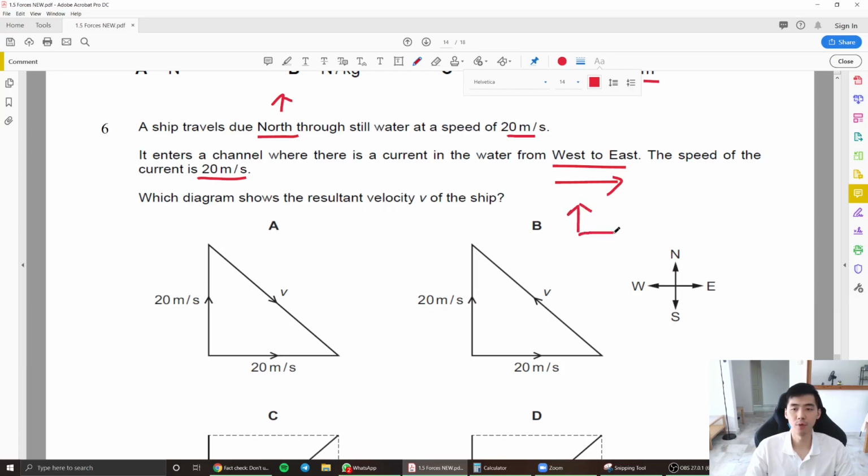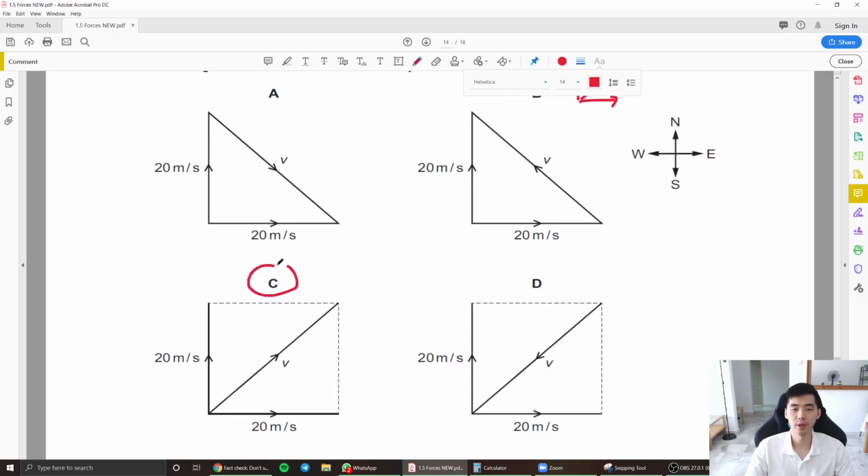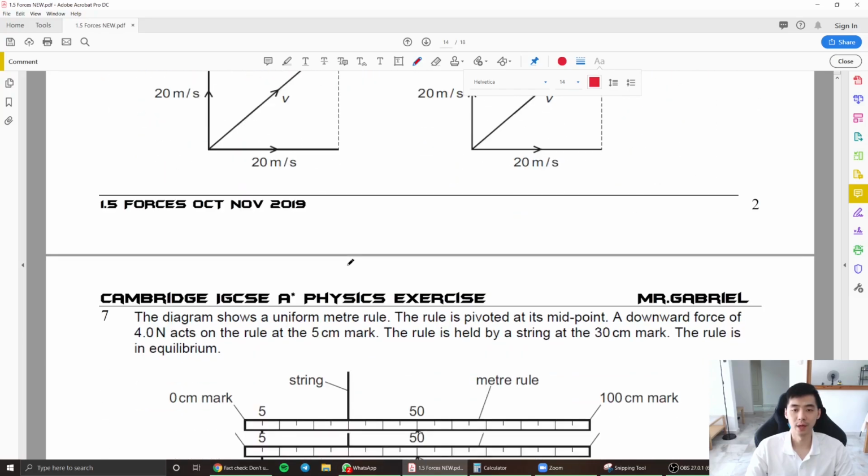Yet again, there's one upward force, one rightward force. It should have a resultant force towards the right. So naturally, C is going to be the answer here.